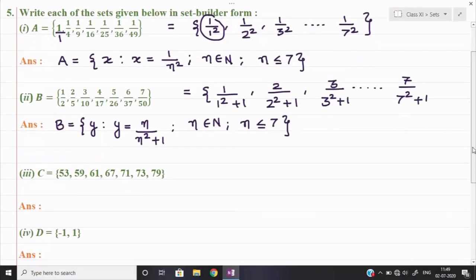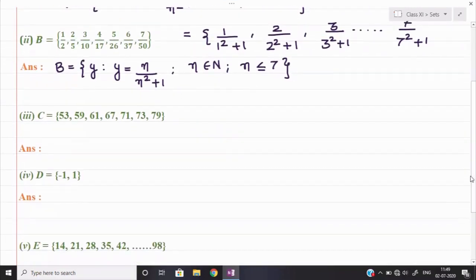Now observe the elements of set C. In this set C, we have been given some typical elements. They are not forming any particular relation. But tell me one thing, if I ask you, 53 is divisible by which number? Do you have 53 divisible by any number? 59, 61, or any number coming in this list? They all are not divisible by any other number. So these are my prime numbers. One thing, these all numbers are prime numbers.